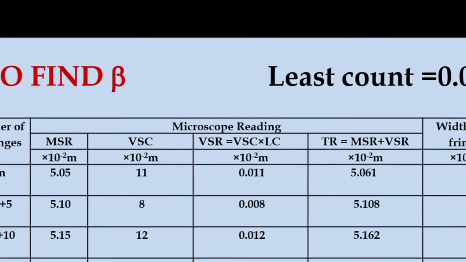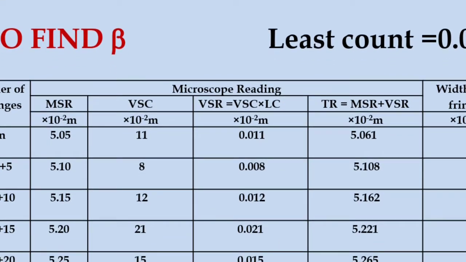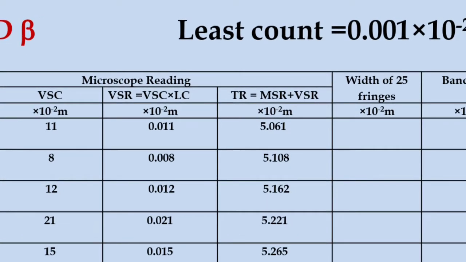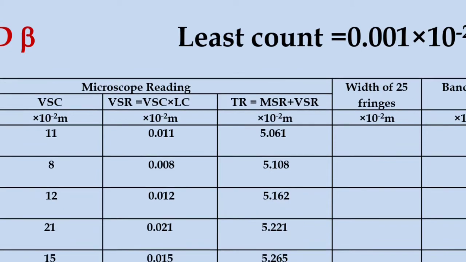The first column represents the main scale reading in the vernier microscope. The second one is the vernier scale coincidence. Look at the first reading here. For the nth fringe, the main scale reading is 5.05 and the vernier coincidence is 11.